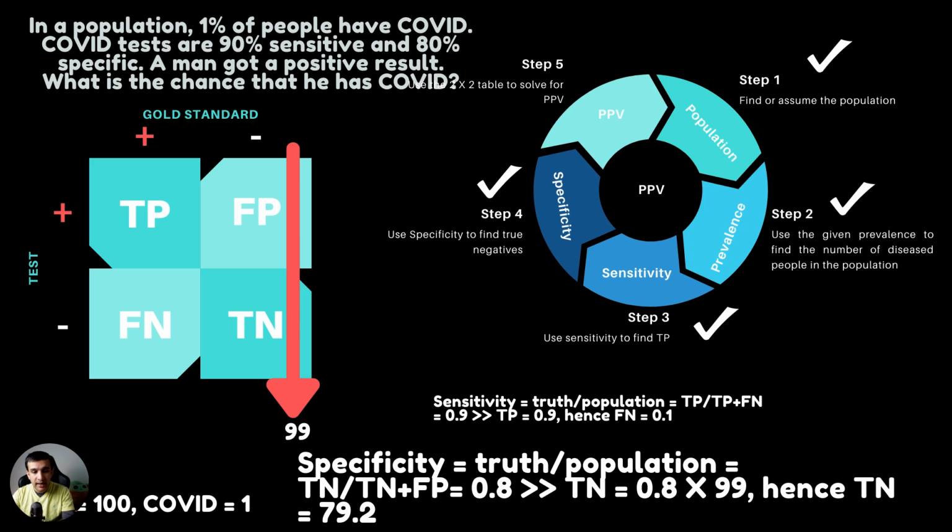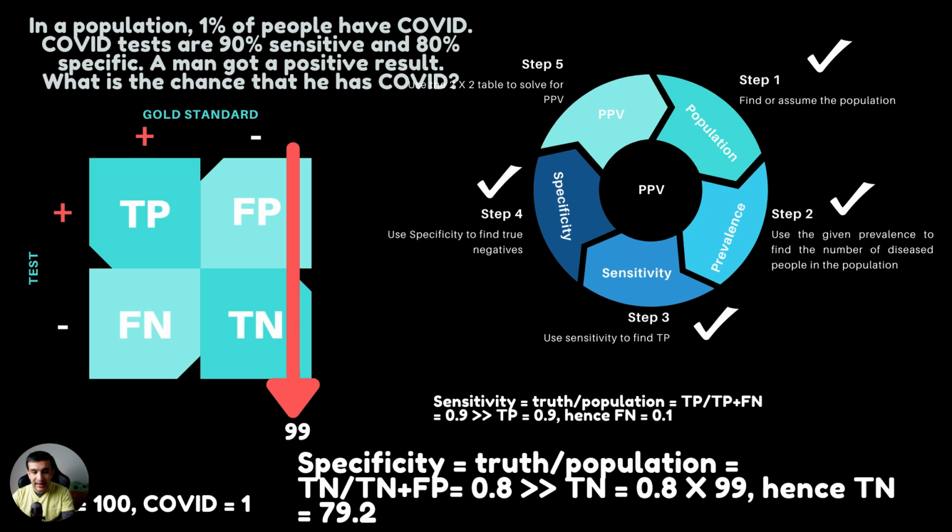So after that, we go and do the same thing with specificity. Specificity is equal to truth by population. Truth here is true negative, population is true negative and false positive. We know that because for specificity, the population is the healthy population, and healthy population is whoever the gold standard says are negative. If the left side is 1, and the population we have assumed is 100, then the right side has to be 99, 100 minus 1.